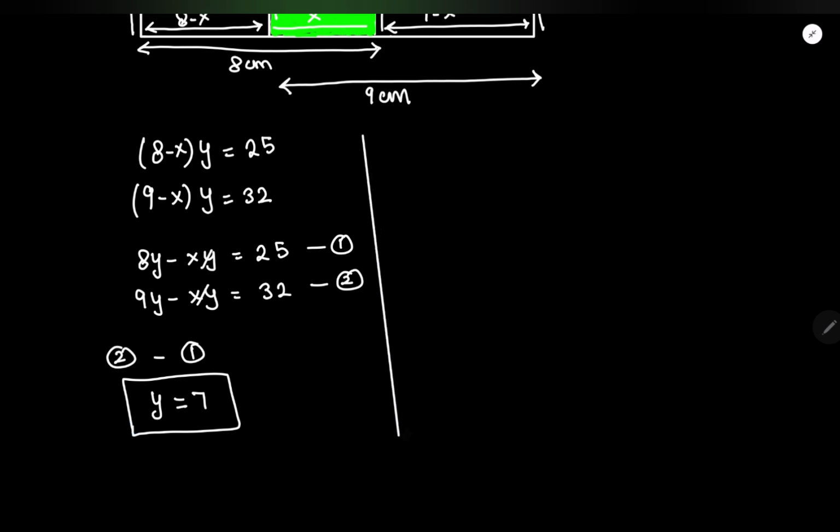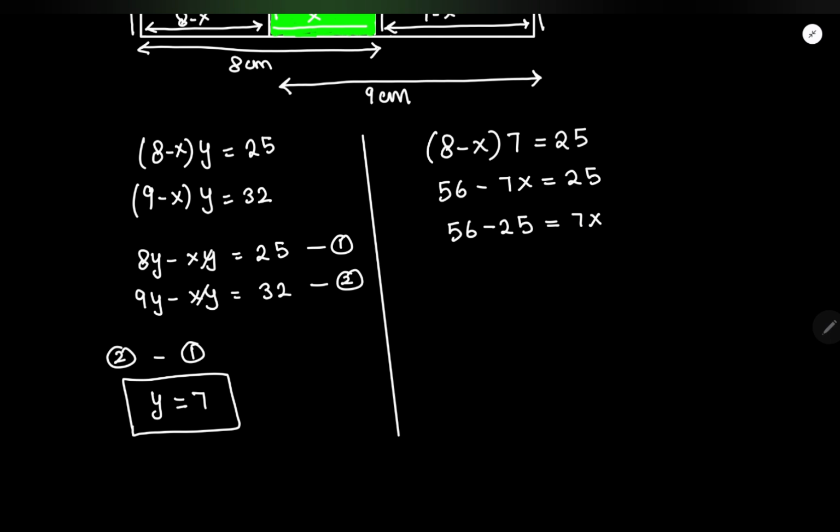Okay, so what will I do now? I will substitute the value of y in any of these equations. So (8 minus x) times y is equal to 25. 8 sevens are 56 minus 7x is equal to 25. When we solve it, I will bring 25 to the left hand side and 7x to the right hand side. So this is 31 is equal to 7x. That means x is equal to 31 by 7.